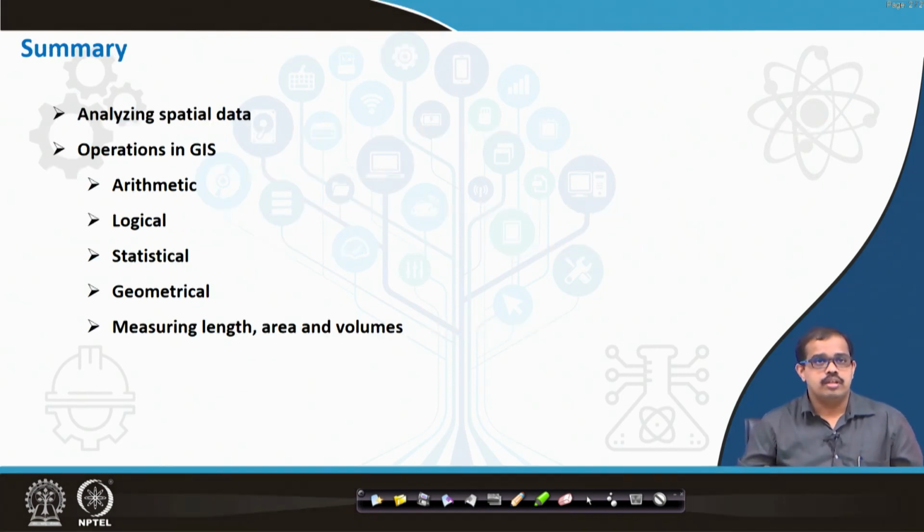So, in summary, we have understood how basic spatial analysis is done. We have looked at operations in GIS. For example, what an arithmetic operation is, what a logical operation is, a statistical operation, a geometrical operation, and measuring length, areas, and volume. All of these we have looked at as of now.